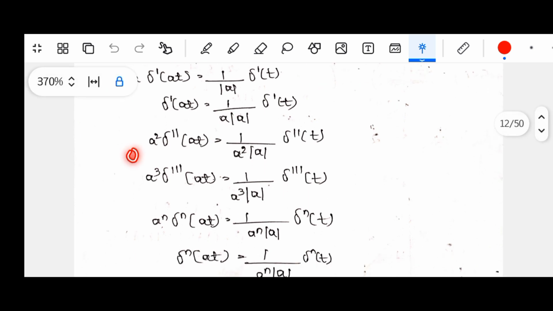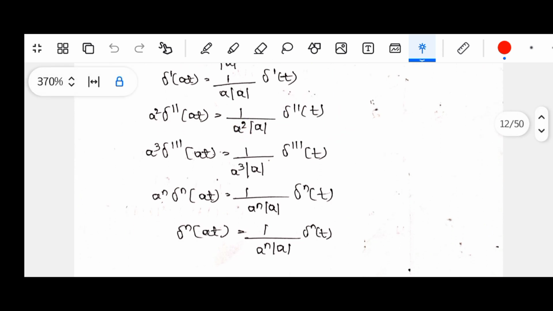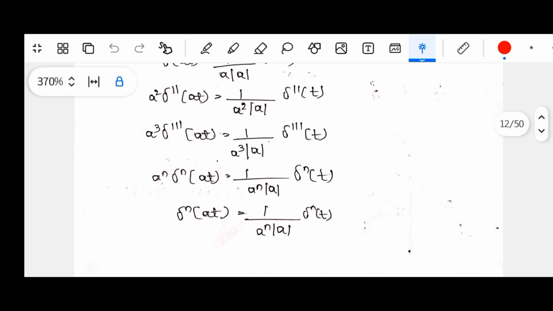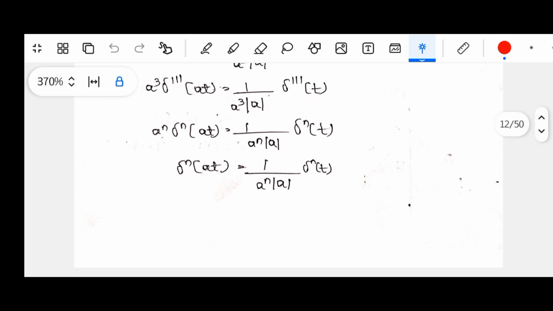For δ''(at), it is 1 divided by a squared into mod a, δ''(t). For δ'''(at), it is 1 by a cubed into mod a, δ'''(t). It continues up to the nth derivative. Therefore δⁿ(at) is equal to 1 divided by aⁿ into mod a, δⁿ(t). So δⁿ(at) is equal to 1 divided by aⁿ into mod a, δⁿ(t).